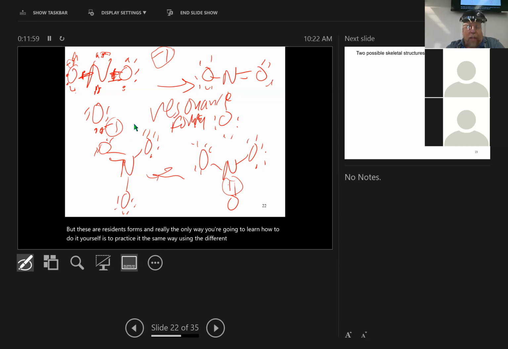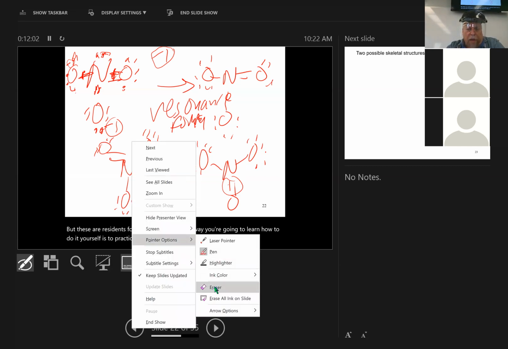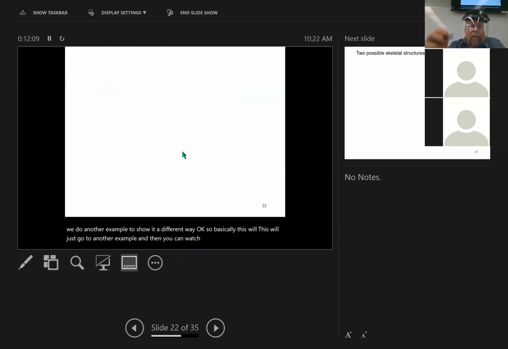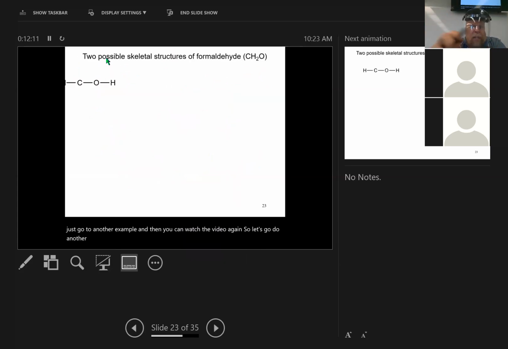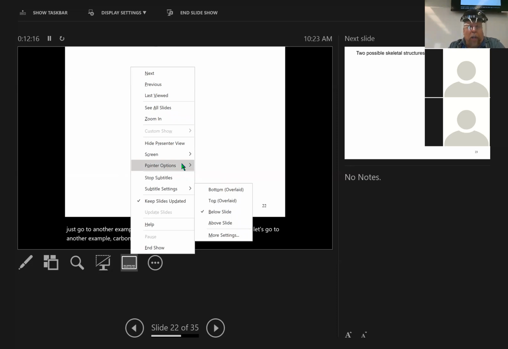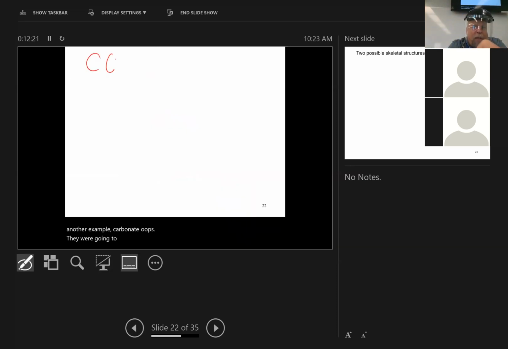So let me do another example to show it a different way, okay? So basically this will just go to another example, and then you can watch the video again. So let's go to another example. Carbonate. Okay, we're going to do carbonate now. Carbonate, CO3 minus 2. Okay, where would the carbon go there? Okay, so you put a carbon there. 1, 2, 3, 4. Where do the oxygens go?